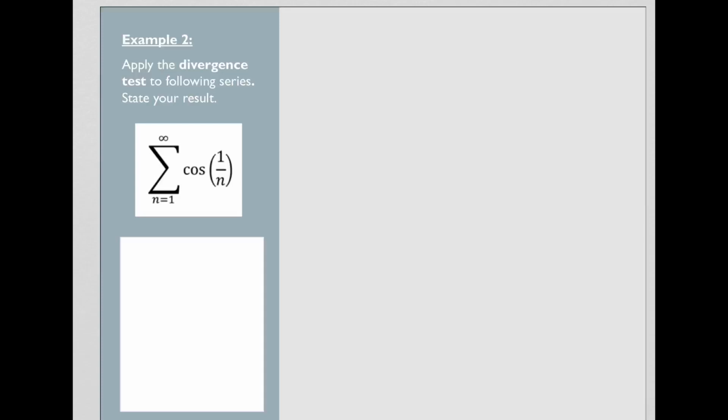Well, let's write down this series. It is the infinite series n equals 1 to infinity of the cosine of 1 over n. And if we're going to apply the divergence test, that means we simply have to look at the nth term of this series and ask the question, what is the limit as n goes to infinity of the cosine of 1 over n?